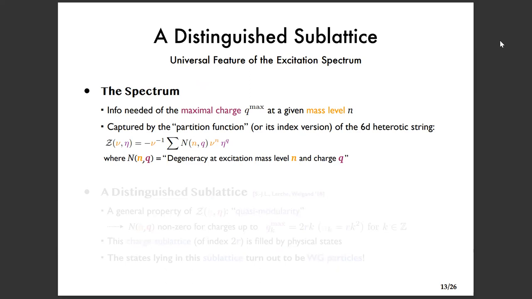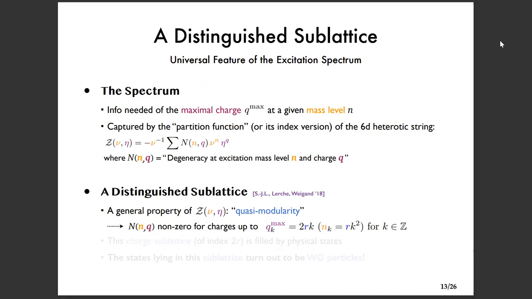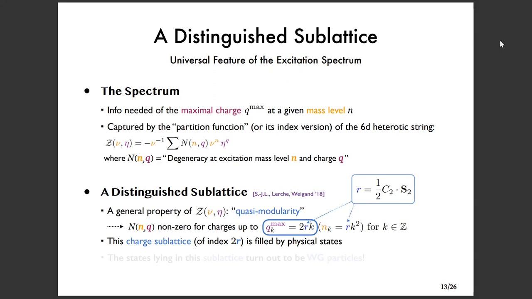Then we have this crucial observation. It turns out that a general property of the partition function known as quasi-modularity guarantees that the excitation degeneracies are non-zero for all the charges up to Q max equals 2RK for the mass level of the form RK squared. Here R is an integer which we can read off from counting the number of intersections of the two cycles C2 and S2 inside X4. They are two-dimensional cycles inside a four-dimensional space, so they meet at points. So we have distinguished a special charge sublattice of sublattice index 2R, as in here, filled by physical states.